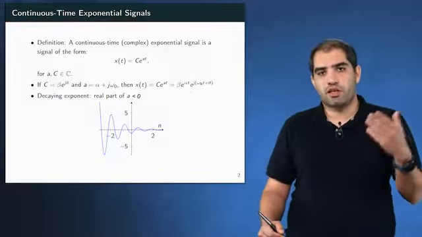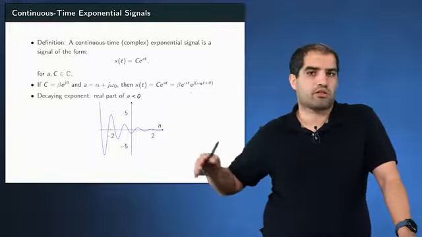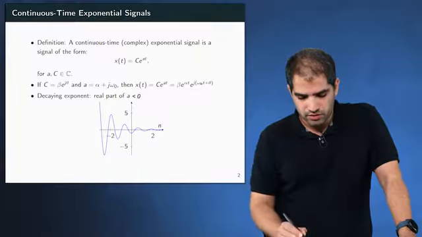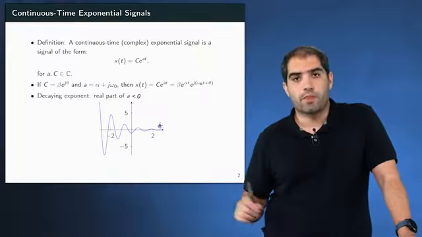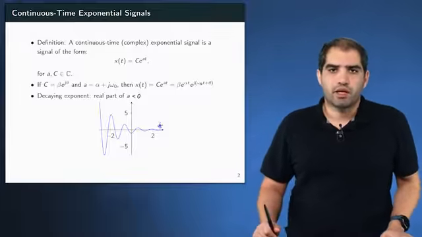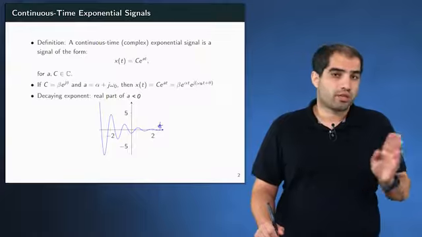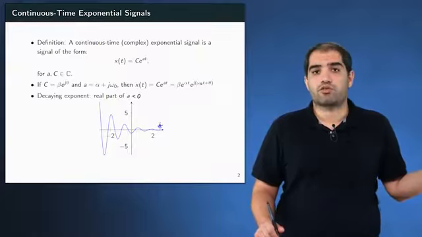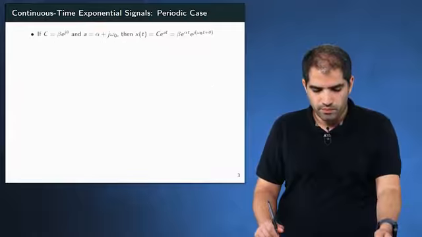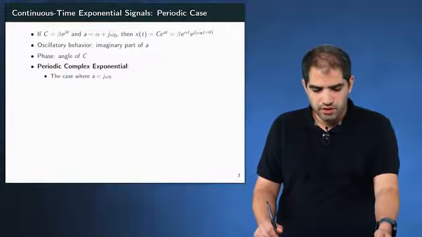If alpha is less than 0, then we have a decaying exponential. So as t goes to infinity, we have a signal that goes to 0. And when t goes to negative infinity, the signal blows up to infinity. It is very important to note this: for any exponential, even if alpha is negative, when t goes to negative infinity, it goes to infinity.